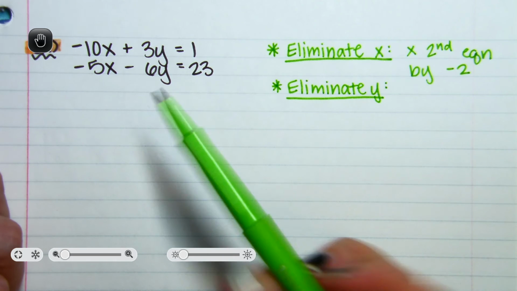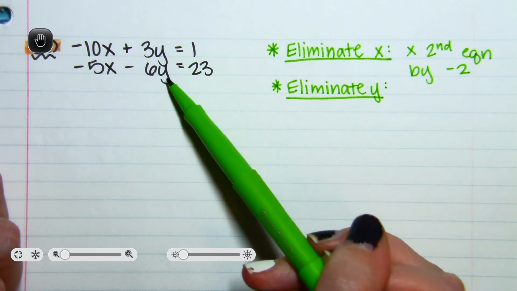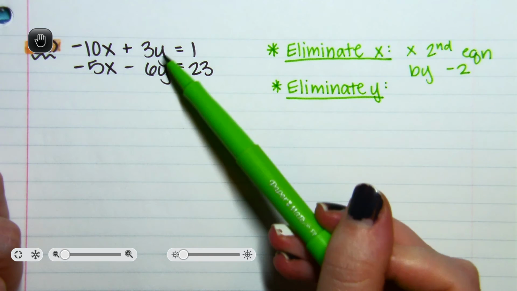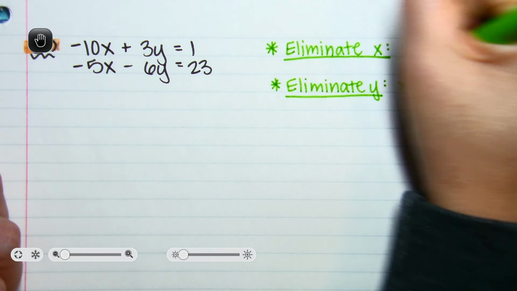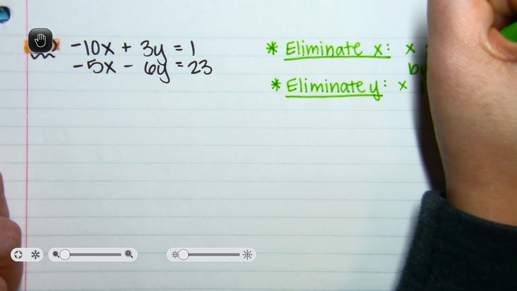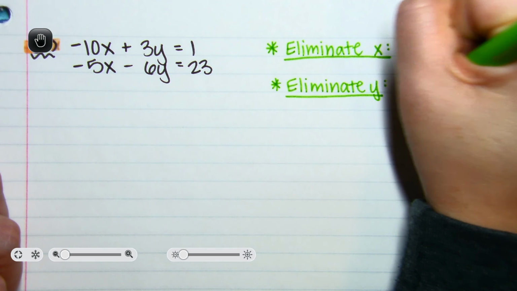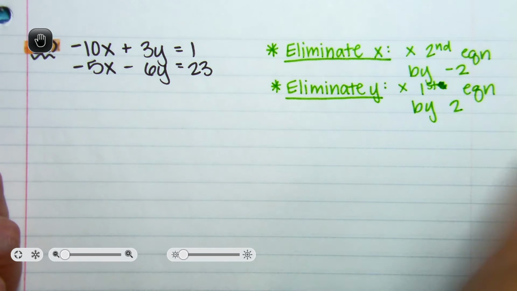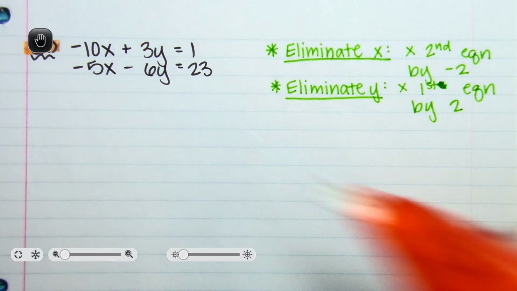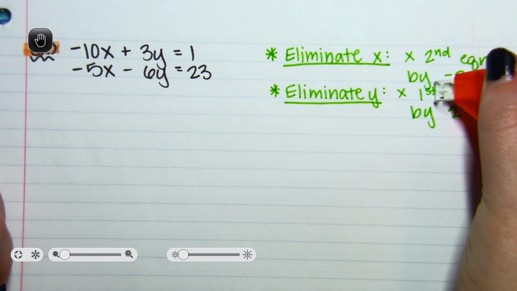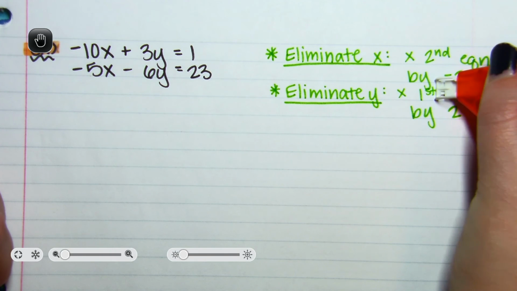So to eliminate y, 3y and negative 6y, we'd have to multiply the top equation, so the first equation, by 2. Because it's already a positive and a negative, which is great, you just have to multiply it by the number.